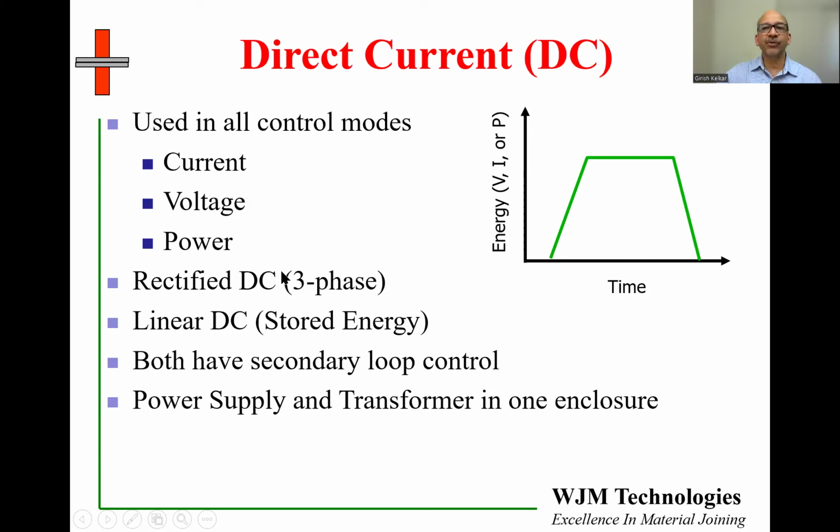DC power supplies can be two different types: rectified DC, which is connected to a three-phase input, and so it can produce more welds per unit time. So you have a higher rate of welding.